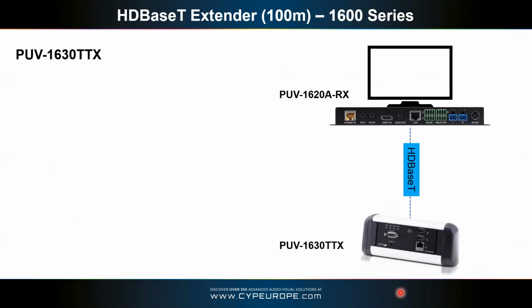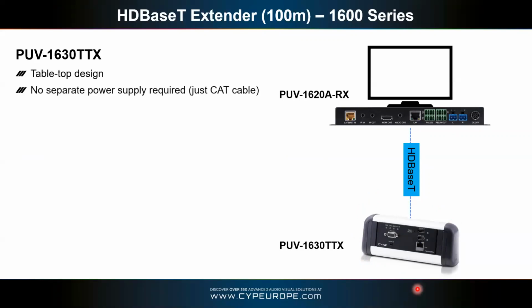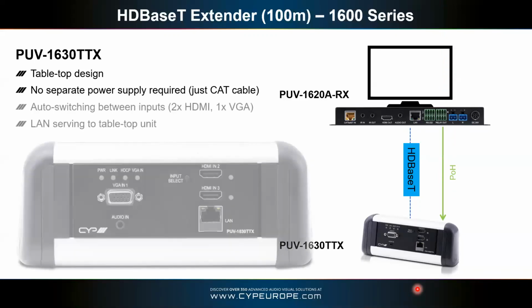If we look now as well, one of the latest models to the 1600 series is the 1630 TTX, seen on the bottom right-hand side here, which is a tabletop transmitter. So tabletop design, as we've said quite a few times now as well, because it's part of this same range, the power comes from the receiver. So if this were mounted on a desktop, you don't need separate power. You just run that CAT cable. So incredibly flexible for a meeting space. As you see there, power coming from the receiver to the transmitter.